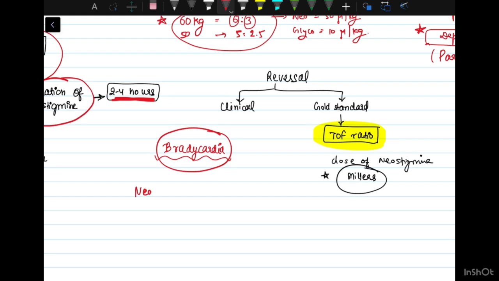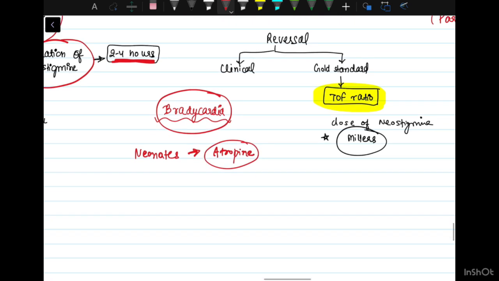So that is the reason in neonates it is a dictum that you give atropine in place of glycopyrrolate, and you have to give it prior to giving neostigmine, because if you give neostigmine, within 1 minute it will have its effect and the patient will have bradycardia. So give atropine first followed by neostigmine.